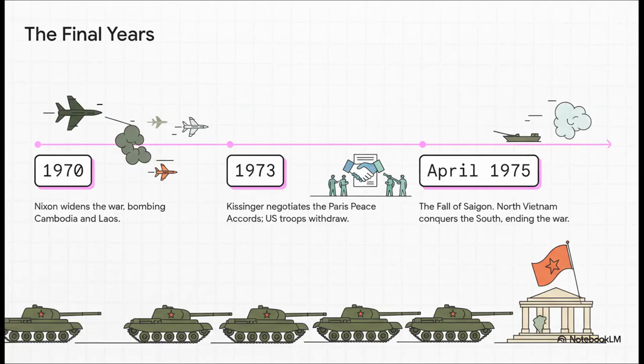And this is how it all unraveled. Ironically, while Nixon was talking peace, he secretly expanded the bombing into neighboring Cambodia and Laos, causing a huge uproar. Eventually, a peace deal was signed in Paris in 1973, and the last American troops flew home. But that peace with honor didn't last. Without American support, the South Vietnamese army crumbled, and just 2 years later, in 1975, the world watched as North Vietnamese tanks smashed through the gates of the presidential palace in Saigon. The war was over. Communism had won.